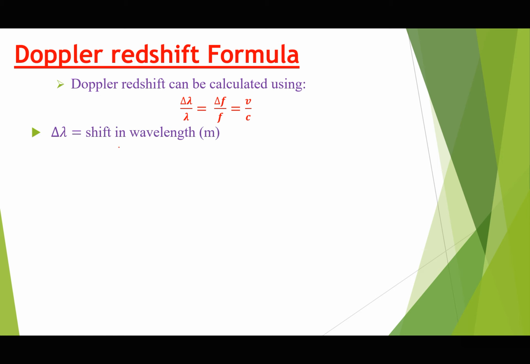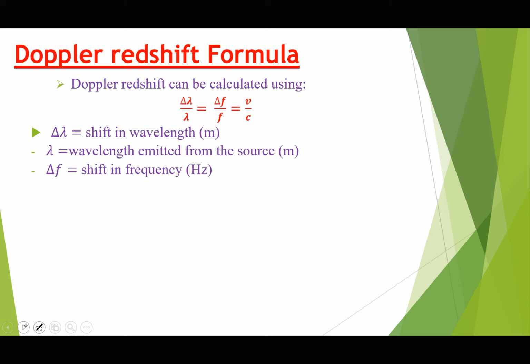Delta lambda is a shift in wavelength, or a change in the wavelength, or a difference in wavelength, which is the wavelength observed when looking at light from distant galaxies minus the wavelength of the spectral lines when measured in the laboratory. So that difference is what we call the shift in wavelength. Then lambda is of course the wavelength emitted from the source.